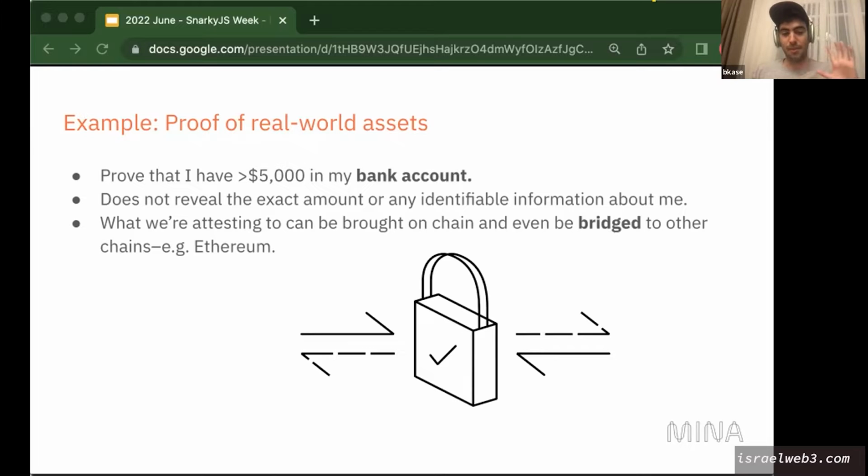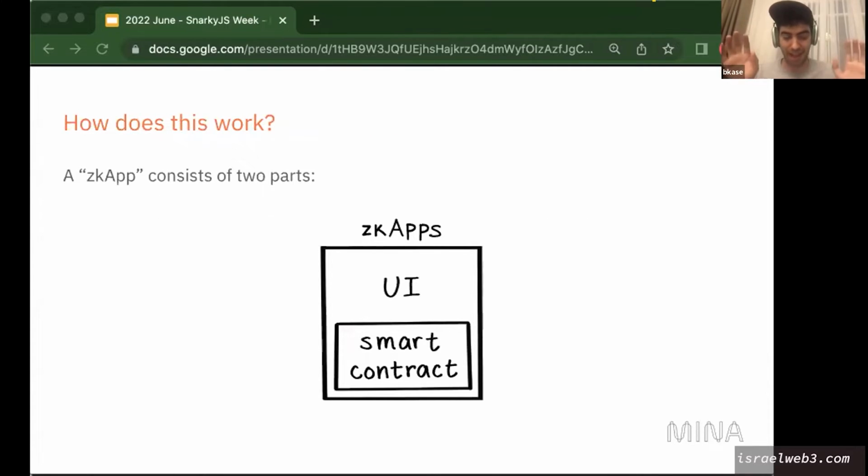Cool. Okay, so I'm going to switch gears to just zkApps at the architecture level. If we think about a zkApp, there's two pieces. There's a user interface and a smart contract. So it's similar to a dApp where there's a user interface and smart contract. I'm going to just focus on the smart contract part, not the UI, for the rest of this presentation.